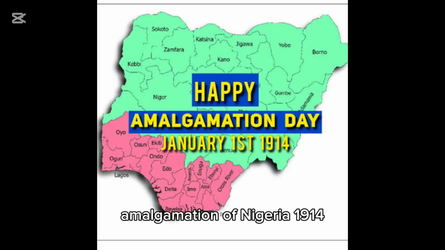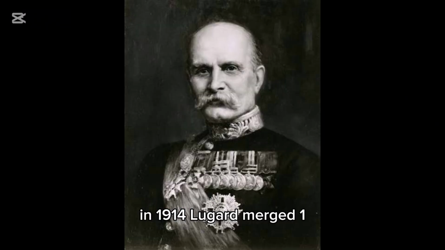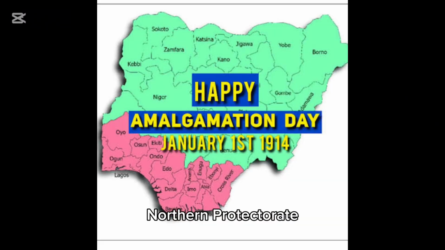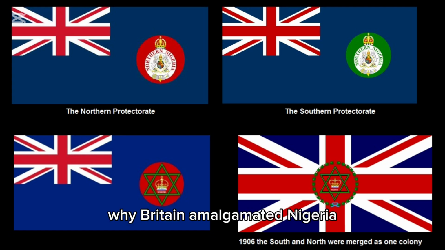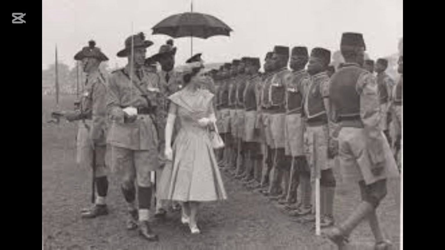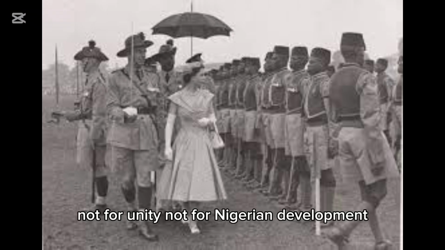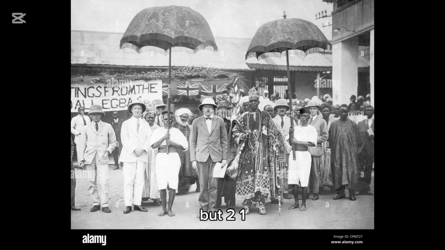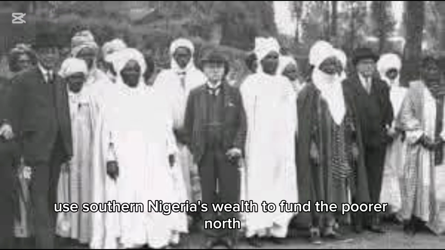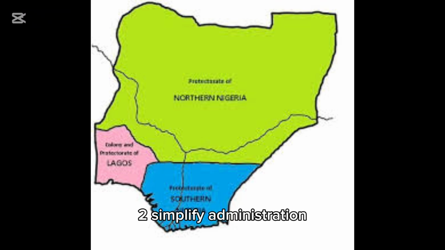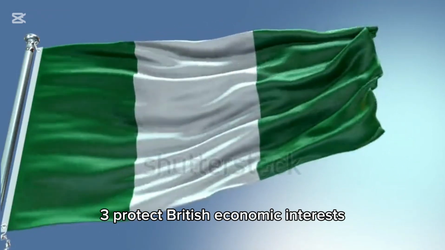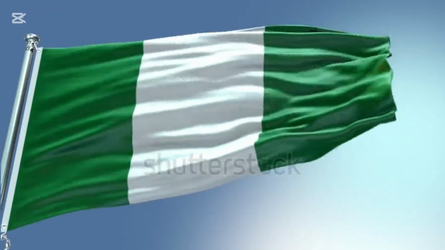Amalgamation of Nigeria, 1914. In 1914, Lugard merged the Northern Protectorate, the Southern Protectorate, and the Colony of Lagos. Why did Britain amalgamate Nigeria? Not for unity. Not for Nigerian development. But to use southern Nigeria's wealth to fund the poorer north, simplify administration, and protect British economic interests.